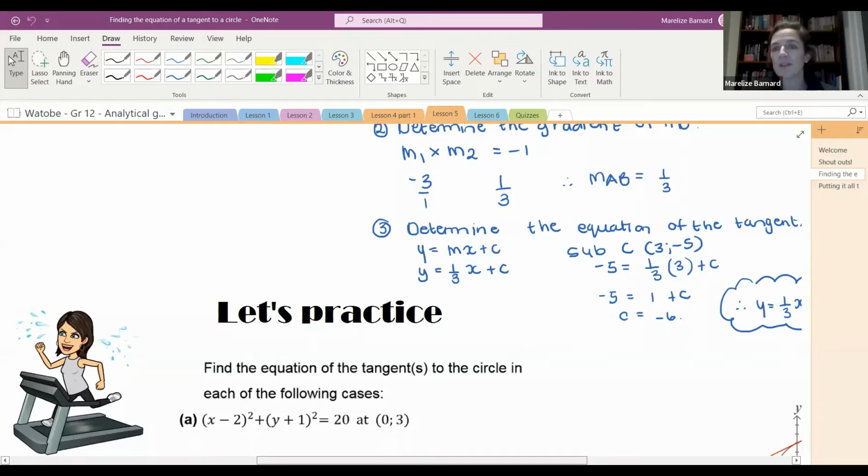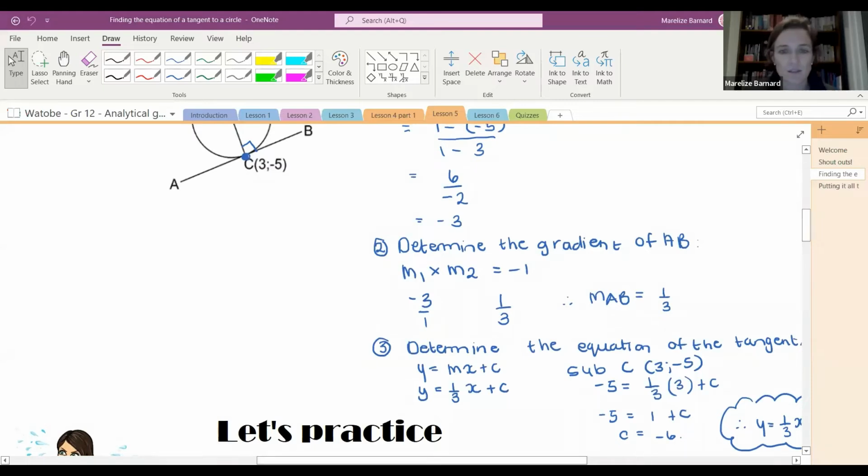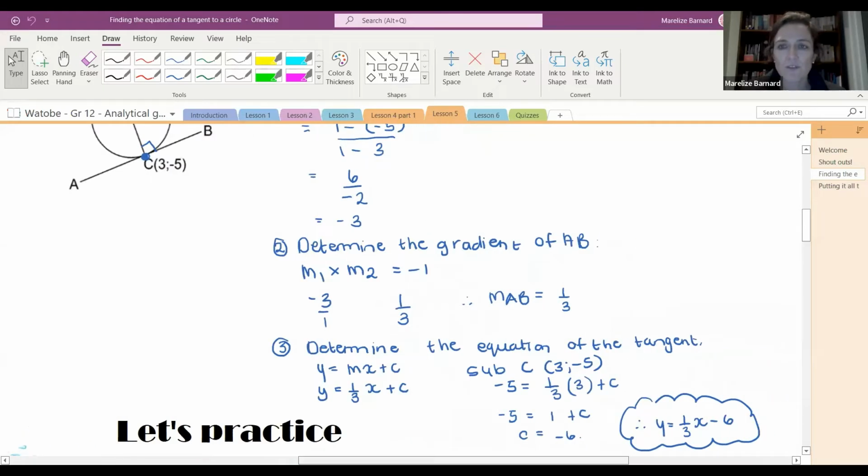Okay, so super quickly, here's the third part again. So after we've determined the gradient of the tangent, we are going to now do the complete equation of the tangent. So if y is mx plus c, we have already found what m is. So that's where this comes from here. So if this is my m, and this is my m over there.